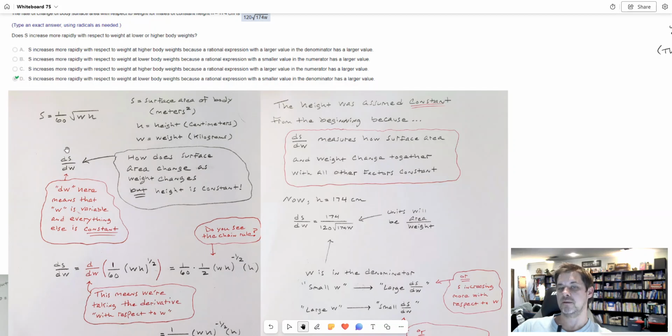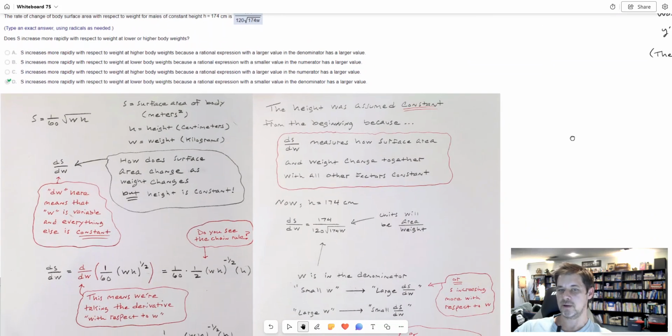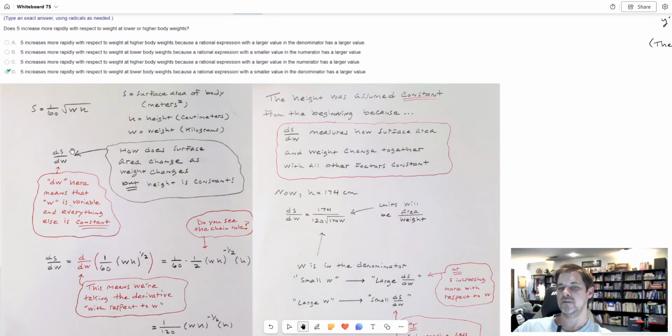Now, the first question that I see up here as I begin working through the problem is to find this derivative, the derivative of surface area with respect to weight. Okay, so that's called Leibniz notation, and that's how I'd read that. And it addresses this question about how surface area changes as weight changes.